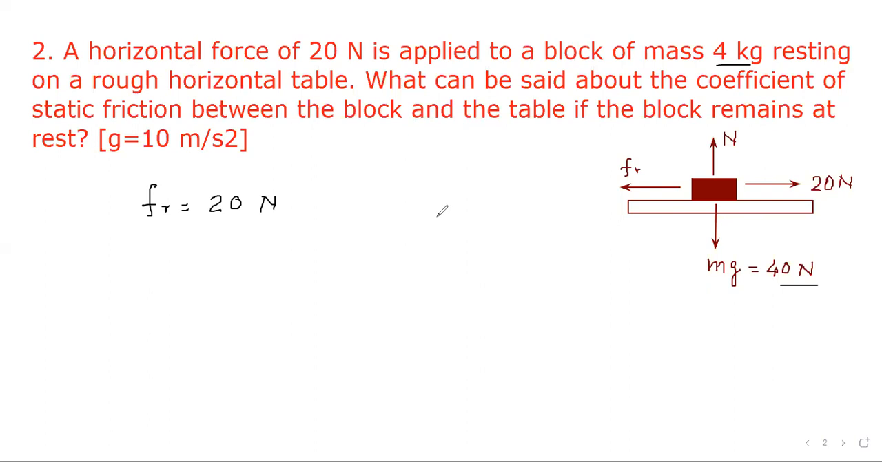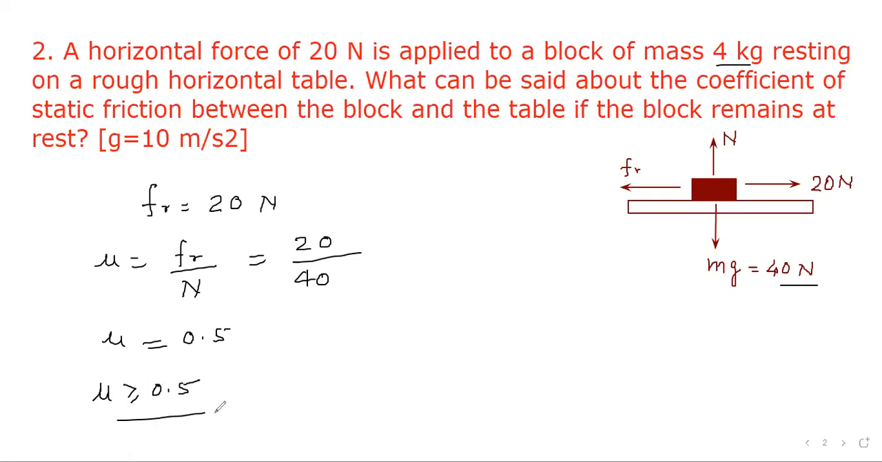the second point is we have to find out the coefficient of static friction. So we know that the coefficient of static friction is given by mu equal to friction divided by normal reaction. So here friction is 20 and normal reaction will be mg. So m is 4, g is 10, so it will become 40. So mu equals 0.5. So in fact, mu must be greater than or equal to 0.5.